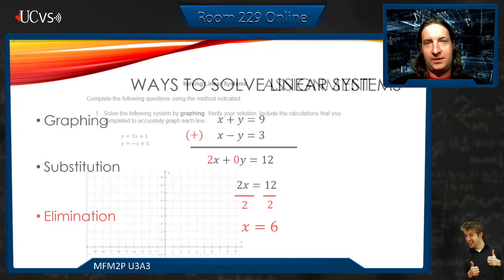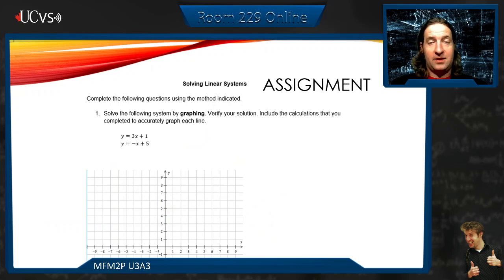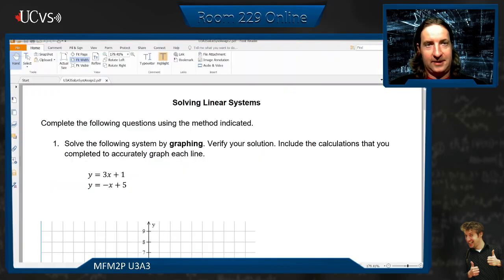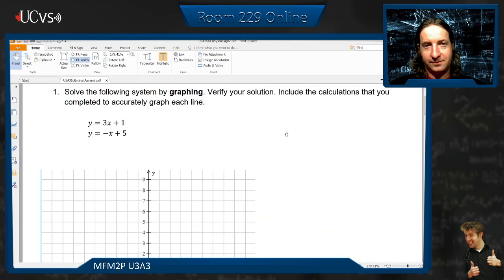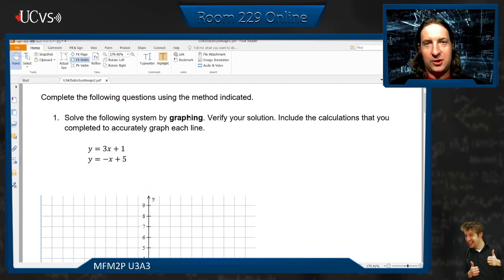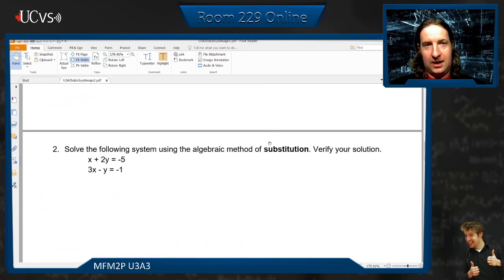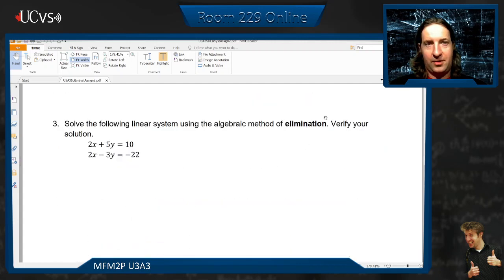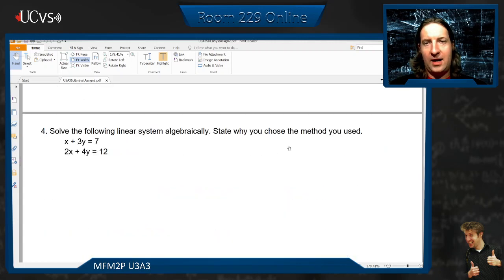Okay, so that's it for today, for this lesson, sorry. The assignment basically has a graphing problem, a substitution problem, an elimination problem, and then a, well, how about we just go there 1 second. Let's see. This is the assignment. So it says solve this one by graphing, this one by substitution, number 3 is by elimination, and then 4 it asks you to solve with whatever you want. You can use whichever method you want here, okay?